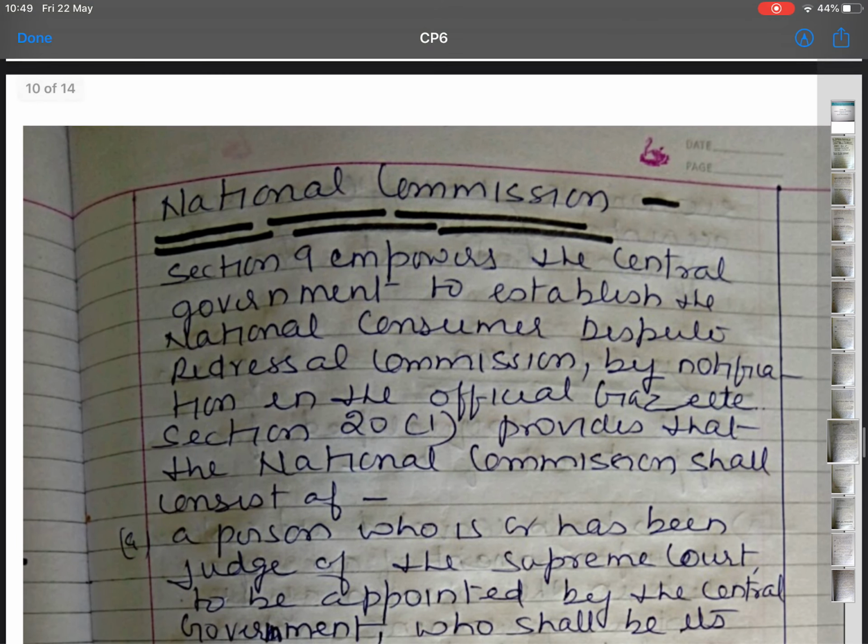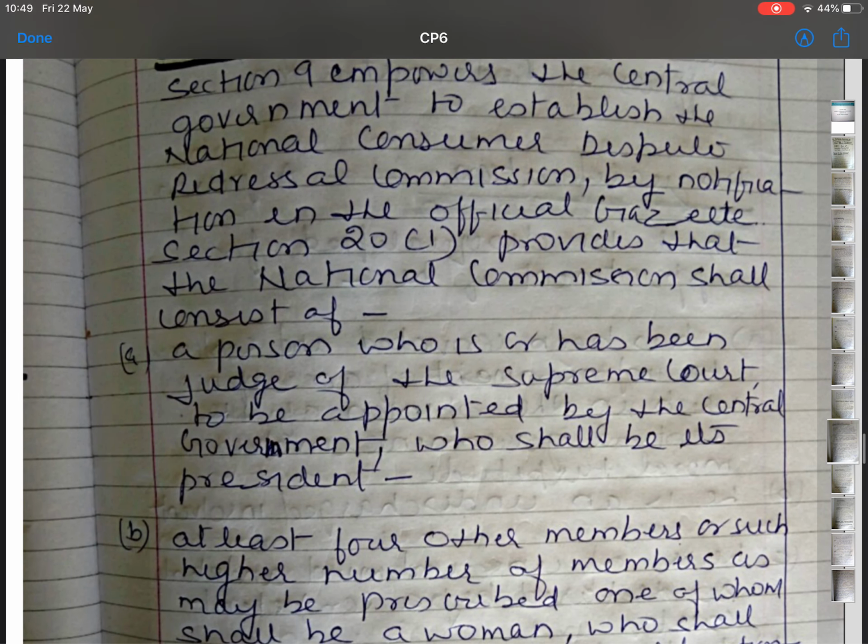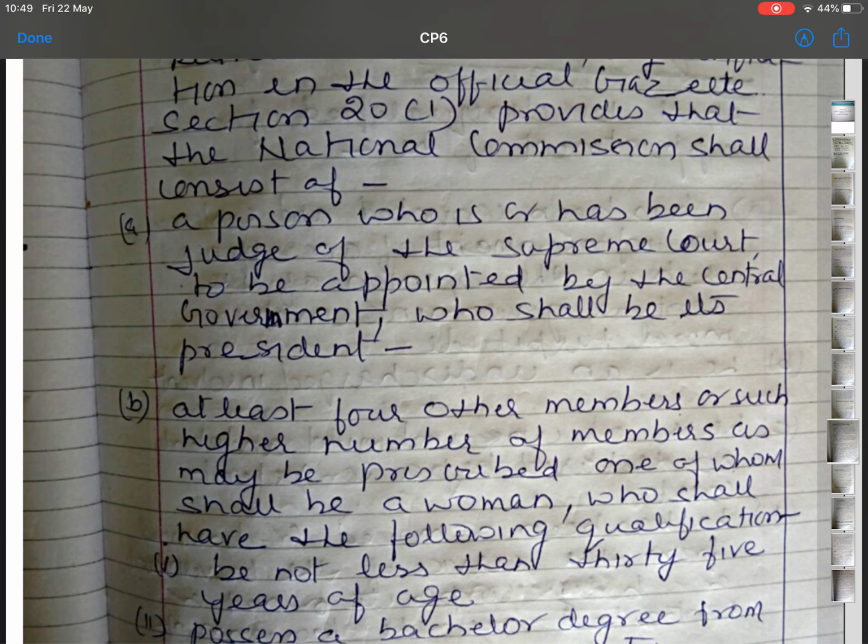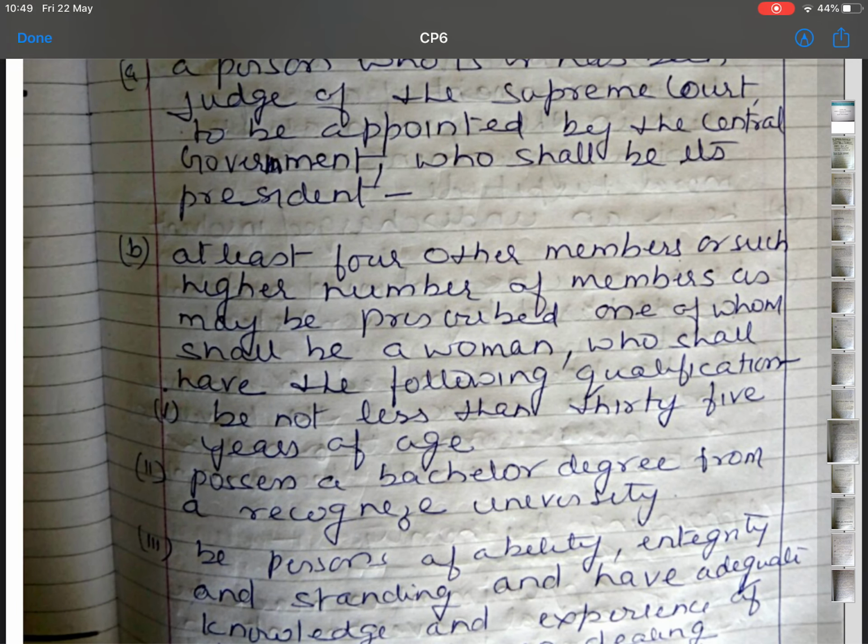Now comes the third tier of the quasi-judicial mechanism, that is the National Commission. Section 9 empowers the central government to establish the National Consumer Disputes Redressal Commission by notification in the official gazette. Section 21 provides that the National Commission shall consist of a person who is or has been a judge of the Supreme Court, appointed by the central government, who shall be its president, and at least 4 other members or such higher number as may be prescribed, one of whom shall be a woman.